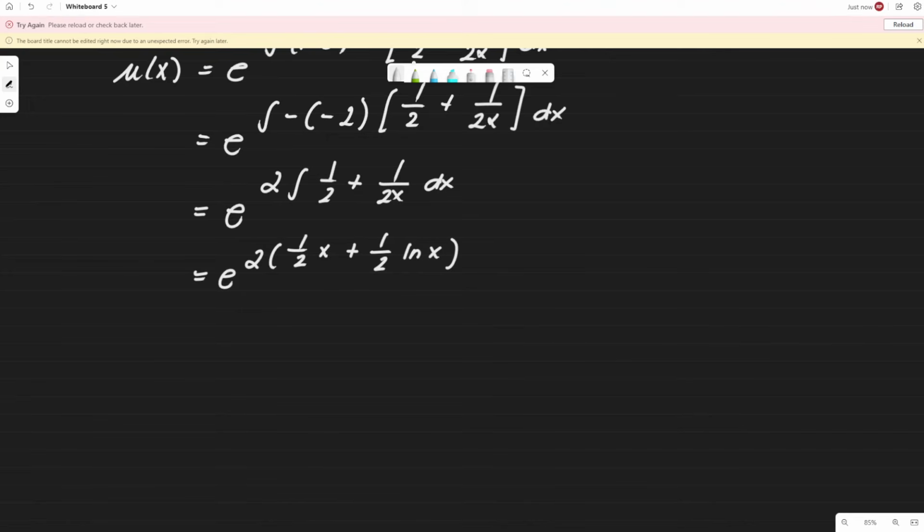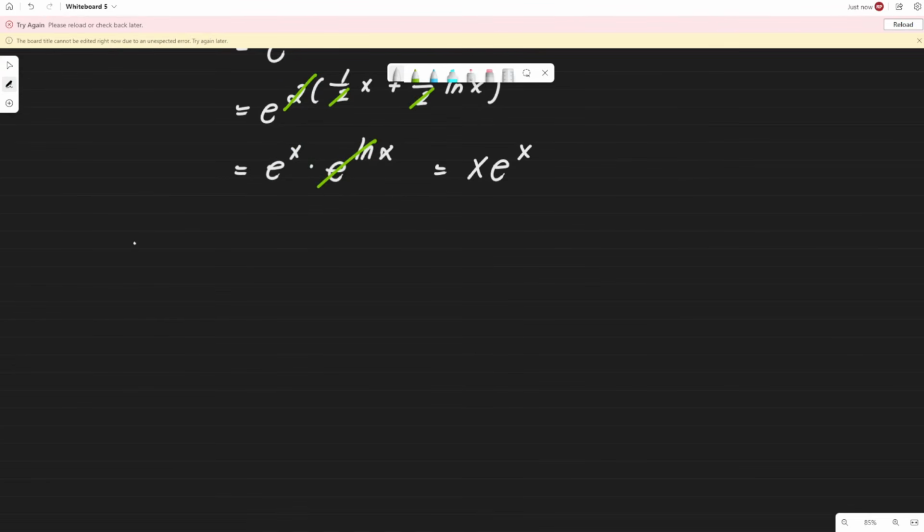So this one will cancel. The 2 will cancel, because when we distribute, the 2 times 1 half becomes 2 over 2, and 2 over 2 is 1. Okay, so we have e raised to x times e raised to ln x. So those cancel. Therefore, our mu of x is x e raised to x. That is our mu of x.